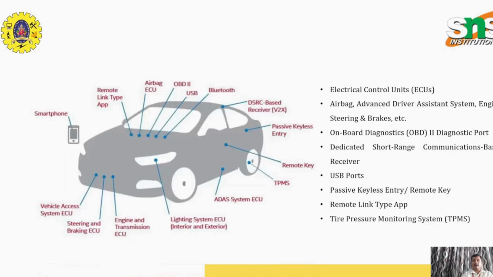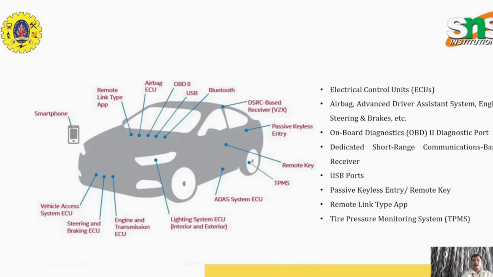So these are the other systems of the electronic control unit. You can see the airbag, driver assist system, engine, steering, brakes, onboard diagnostics, dedicated short range communication based receiver, USB port, keyless entry. Yes, nowadays there is no key for the vehicle. There is only a small vehicle remote that you can carry, or a sensor is used, or a smartphone kind of activity can be used. So the key is eliminated.